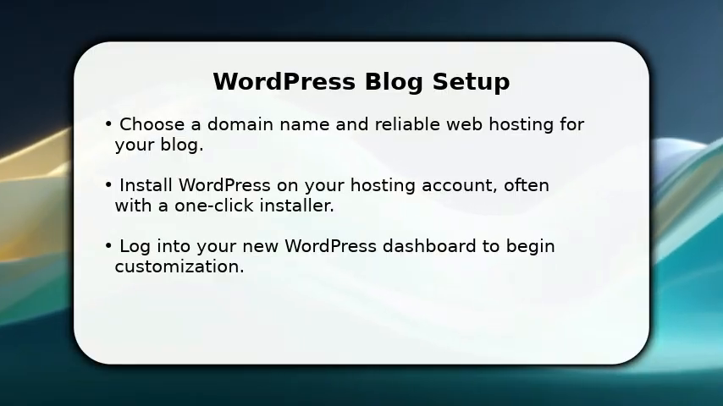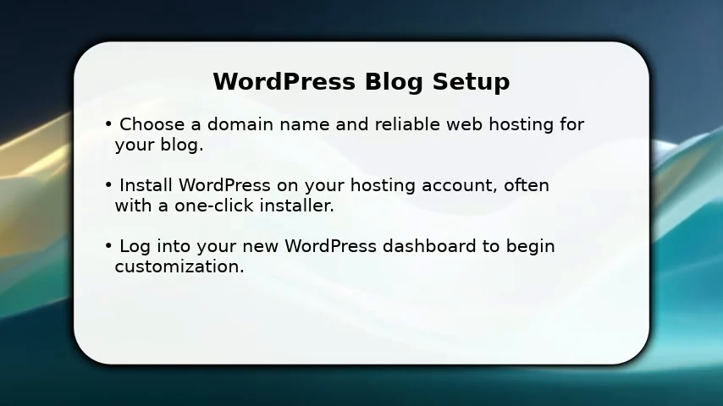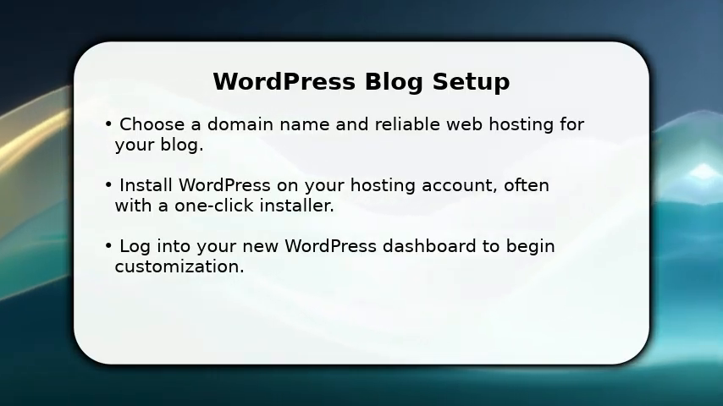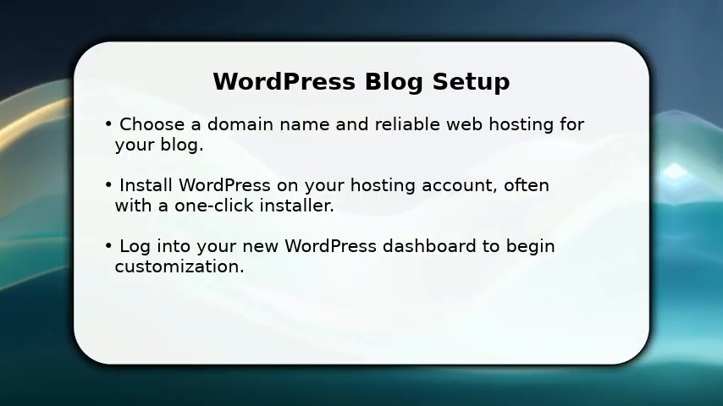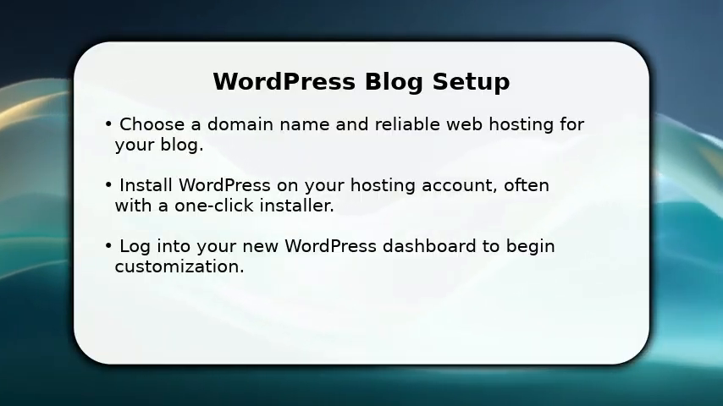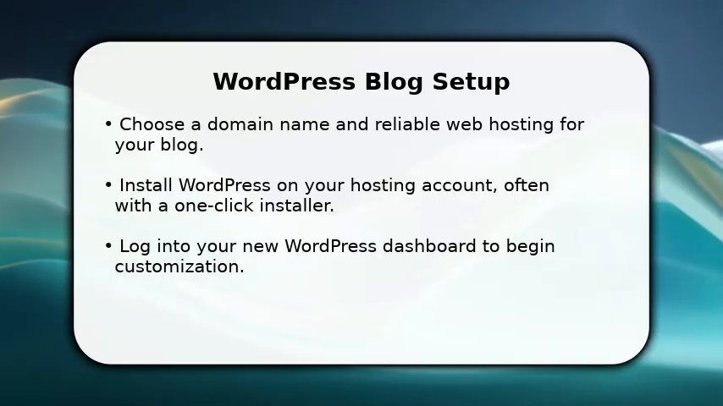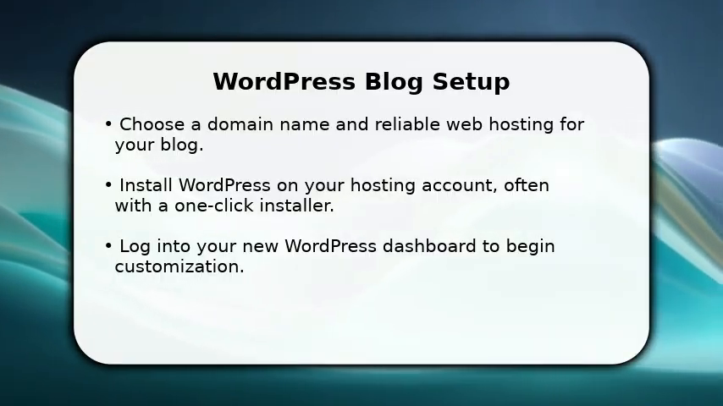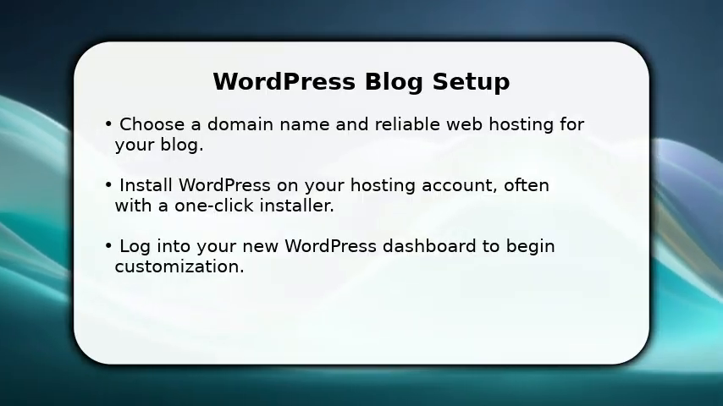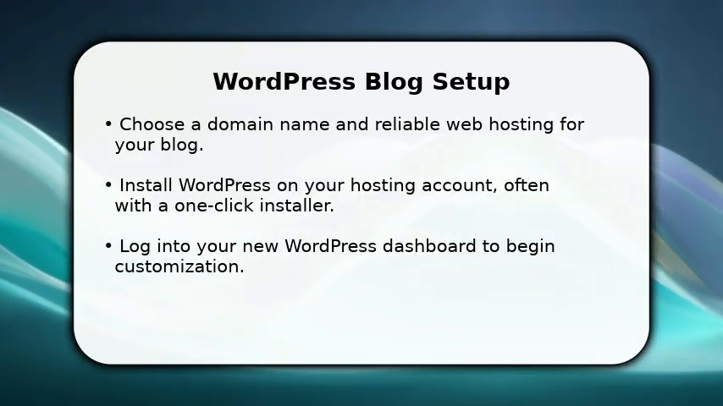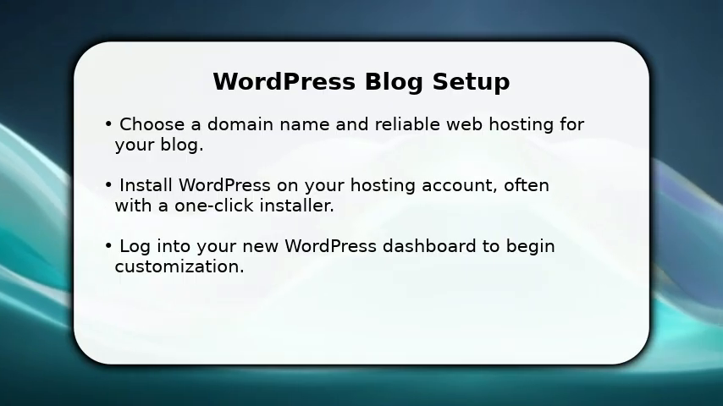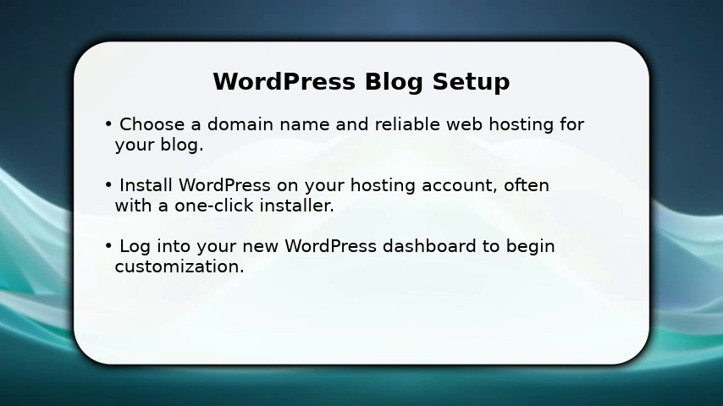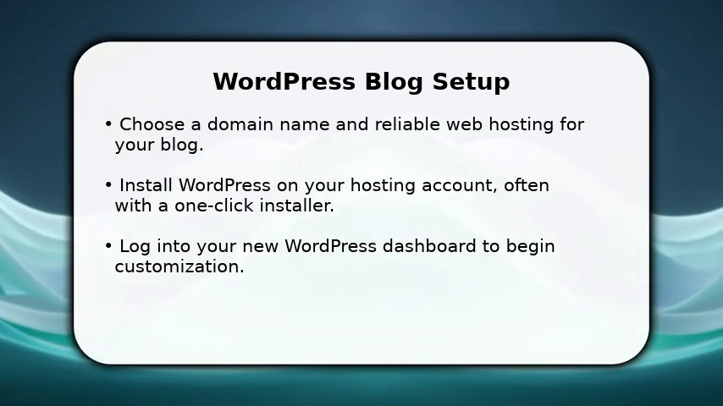In this video, I will explain how to use WordPress to make a blog. First, you will need to select a unique domain name and secure a good web hosting provider. Many hosts offer specialized WordPress plans, making the initial setup very straightforward. Once your hosting is ready, install WordPress, which typically takes just a few clicks. After installation, log into your WordPress dashboard using the credentials provided to start building your online presence.